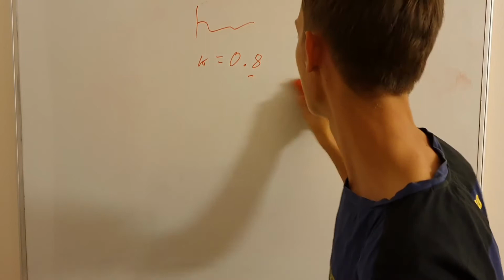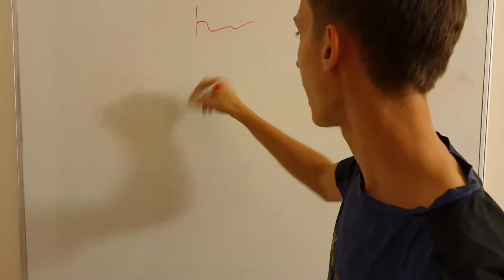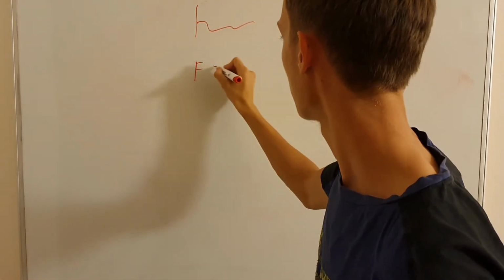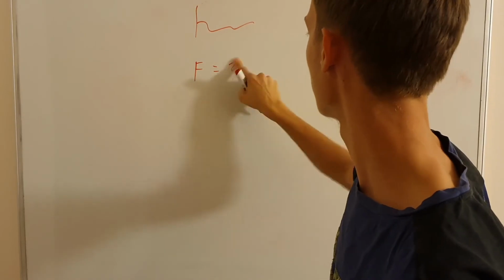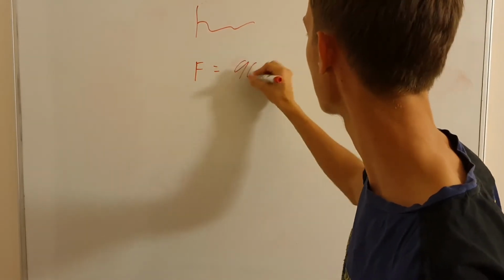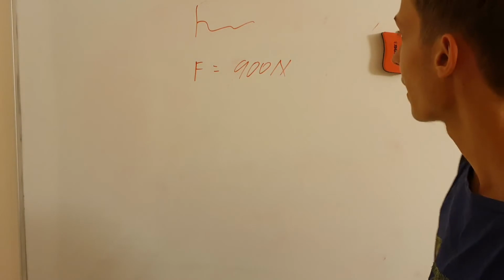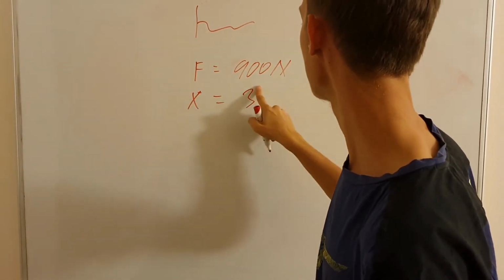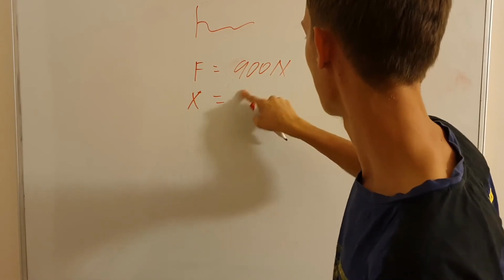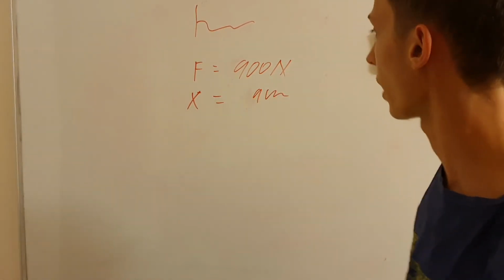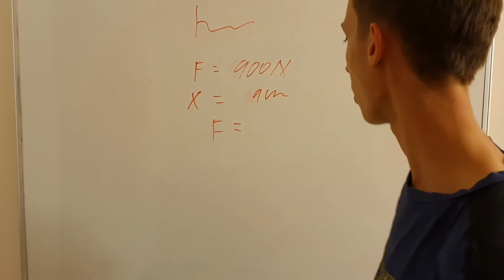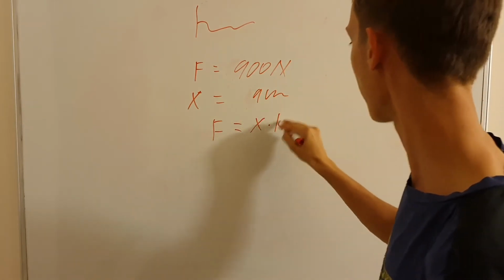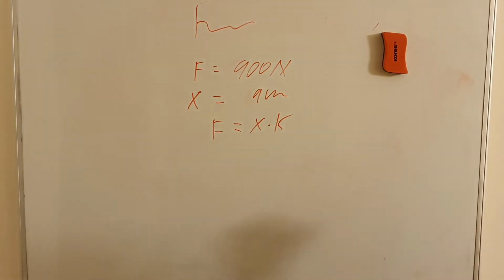Now, let's give a different example. Let's say I stretch it with a force that equals 900 newtons. Alright, and I stretch it only by, let's say, 9 meters. Alright, so again I can use the same law. X times k, where k is the spring constant and x is the length by which it is stretched.